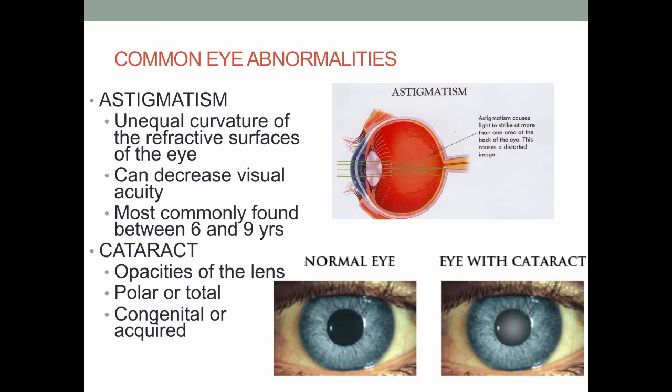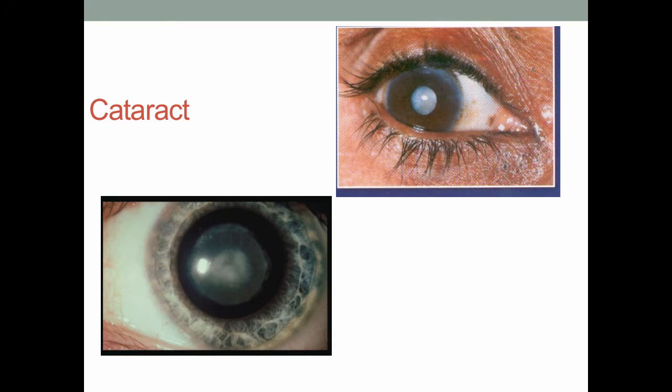Astigmatism is unequal curvature of the refractory surfaces of the eye, and it can again influence visual acuity. It's most commonly found between 6 and 9 years of age and should be referred. Cataracts need immediate referral. In children, cataracts can be either congenital or acquired, and many times go along with other congenital anomalies and or infections. Here are a couple other examples of cataracts that you may encounter.